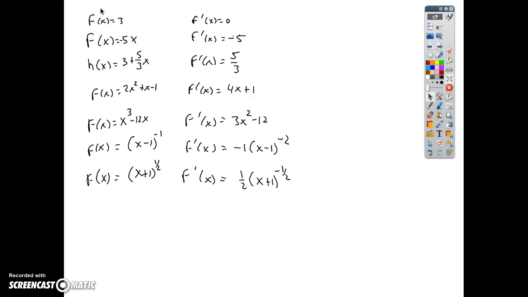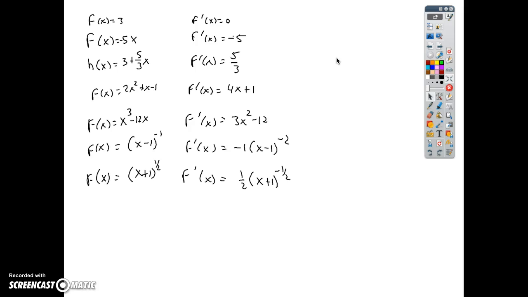Here is my list of functions followed by my list of derivatives. Find me the pattern. What can you tell me about the pattern? The powers are one less. Let's state that for a fact.